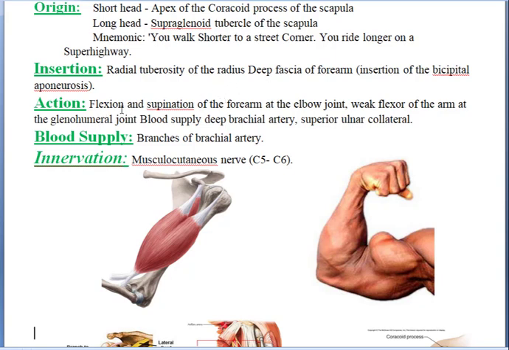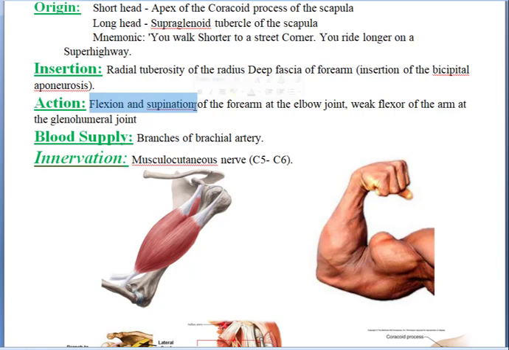What are its actions? Its actions are the flexion and supination of the forearm at the elbow joint. There is also weaker flexion of the arm at the glenohumeral joint. So what are the actions? The flexion of the forearm and supination of the forearm, and a very weak flexion of the arm also. So we just say that it helps in the flexion and supination of the forearm.